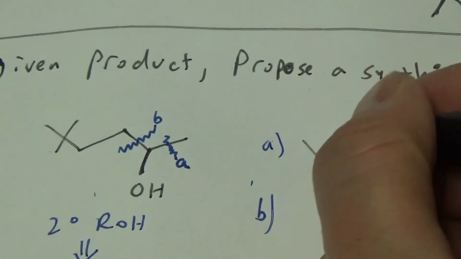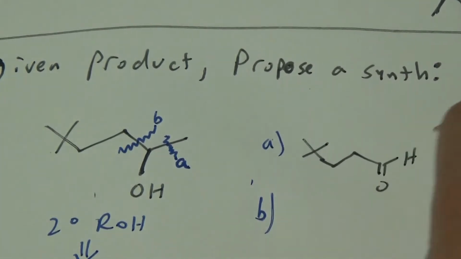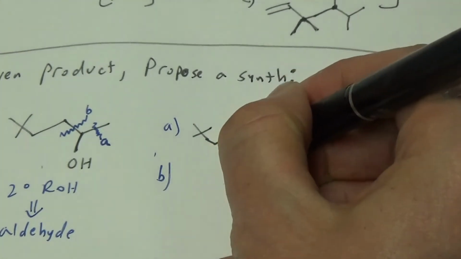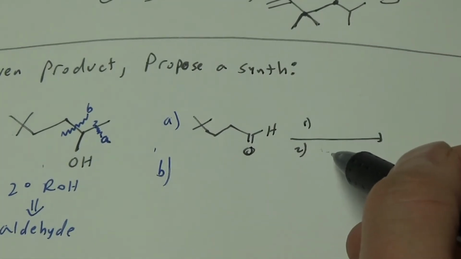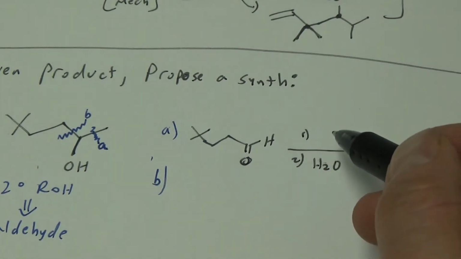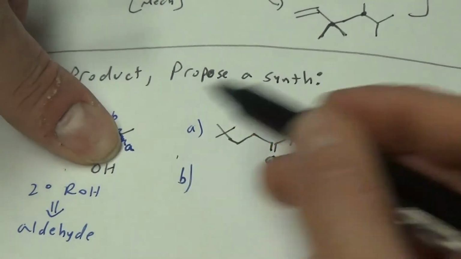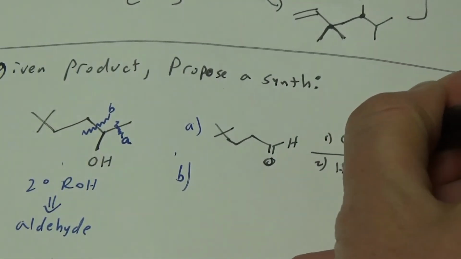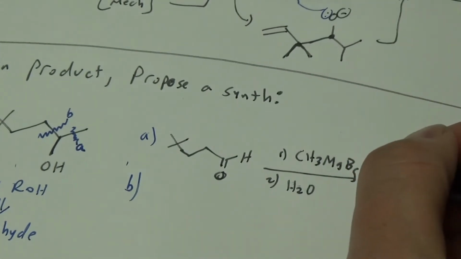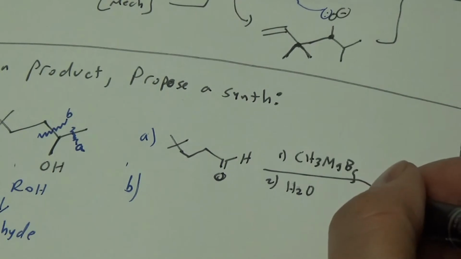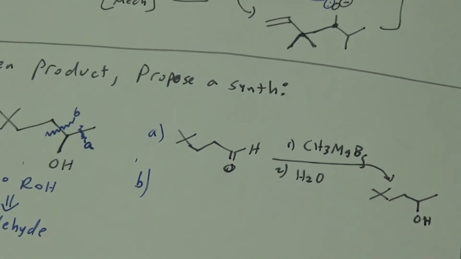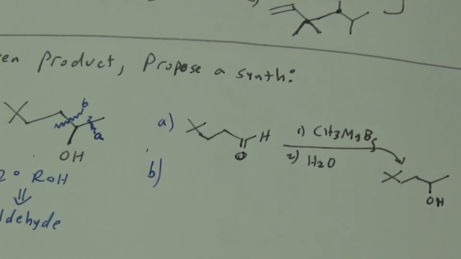So for A, I'm going to just draw the aldehyde. It's a two-step process. What's step two? Step two in a Grignard is always water. It could be Grignard or organolithium, it doesn't matter. But then what's my Grignard? How many carbons is it again? It's one, right? CH3 MgBr. That's cool. So I just proposed a synthesis of this secondary alcohol. This, of course, would make that product, the desired product, right? Okay.